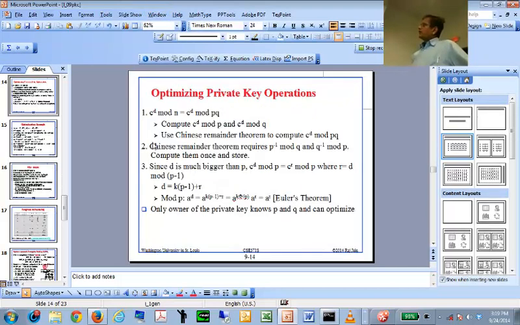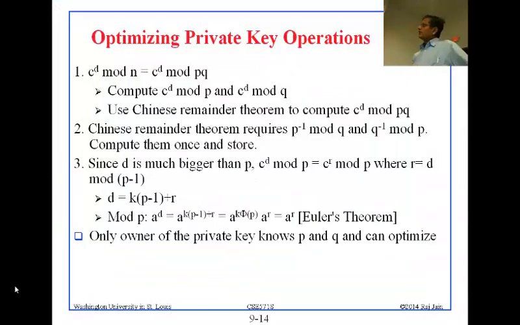You can store this beforehand. P inverse mod Q and Q inverse mod P, you can compute and store once, so then you don't have to calculate it every time. This doesn't change with the message.